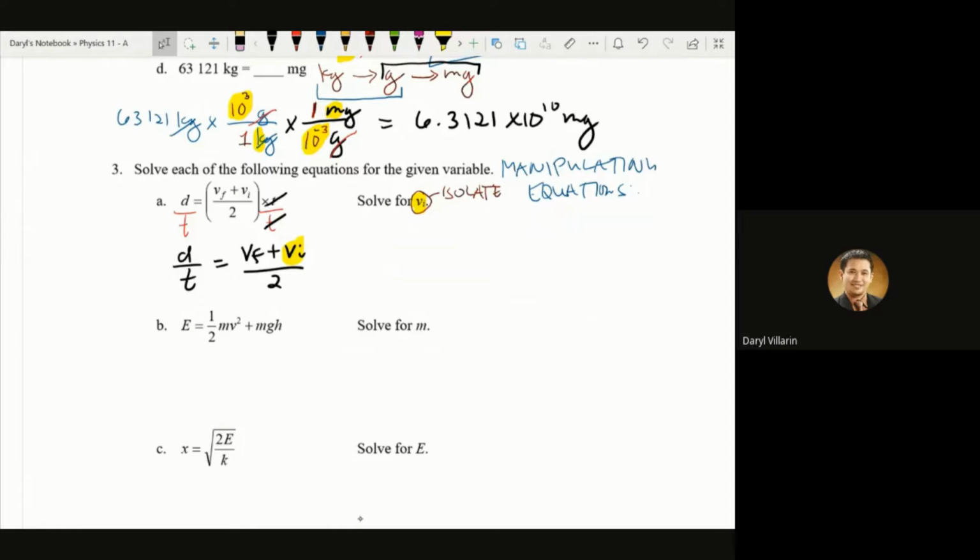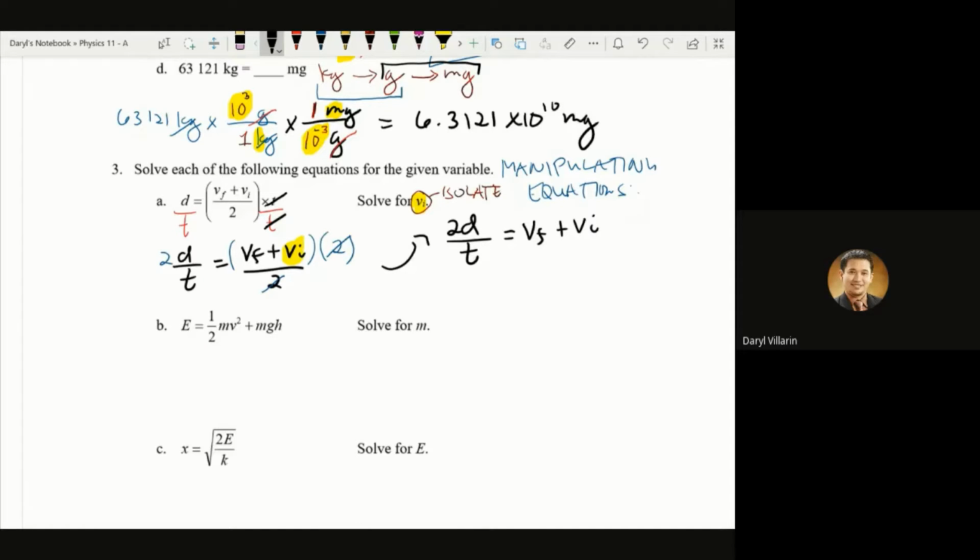you still have 2 at the bottom here. So I need to get rid of that particular number 2. So how can I get rid of 2? Well, is it not that if you multiply this by 2, 2 over 2 is just equal to 1. So that is canceled off. Again, the general rule in algebra is that whatever you do on one side of the equation, try to do that also on the other side. So that gives you 2d over t is equal to vf plus vi.